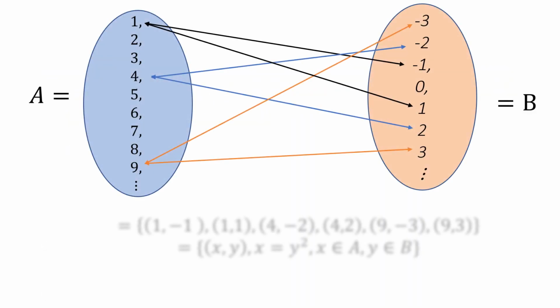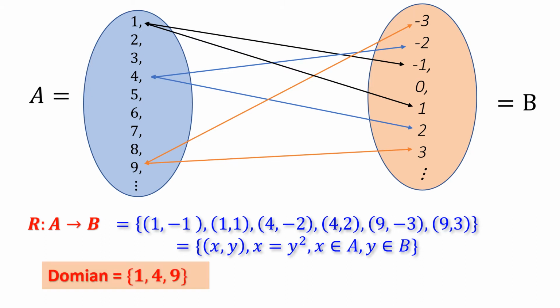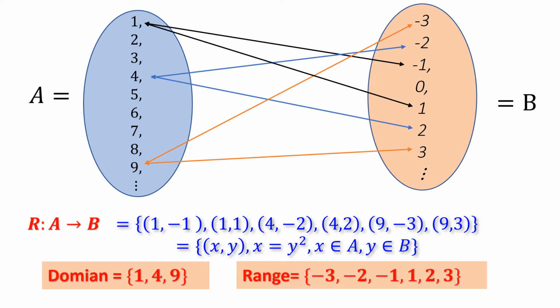Therefore, in the example that we have seen earlier, the relationship from A to B is written as the set of ordered pairs X and Y such that X is equal to Y square and X is in set A and Y is in set B. The set of first elements in the relation, that is 1, 4, 9, is called the domain of the relationship, and the set of second elements, that is minus 3, minus 2, minus 1, 1, 2, 3, is called the range.